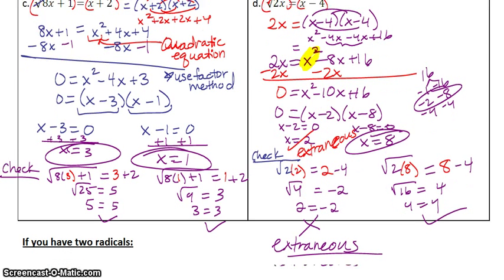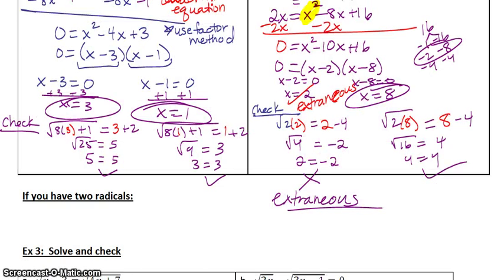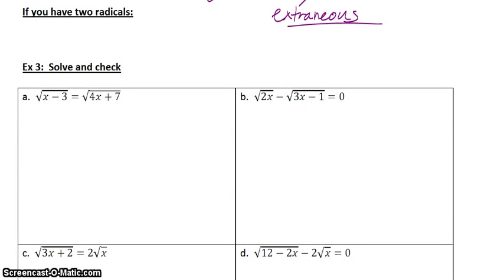The last type of problem you're going to see in section 7.6 is when you have a radical on both sides of the equal sign. And actually, you know what? I guess I should say they're not always going to be on both sides of the equal sign. You want to make it that way. So have one radical on each side. And then we are going to square or cube as needed.